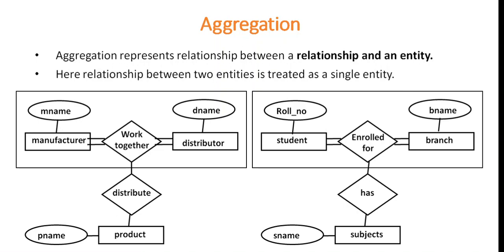Here product is one entity and the manufacturer-distributor combined relationship is another entity. Meaning, by using aggregation we can show a relationship among relationships. Okay, so this is aggregation.